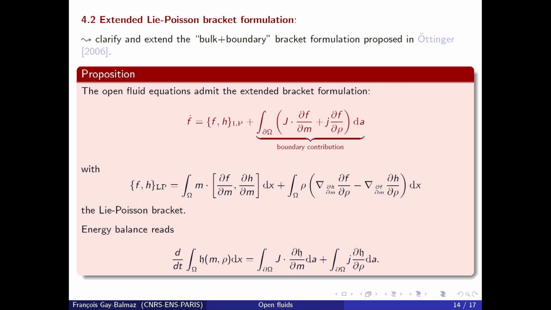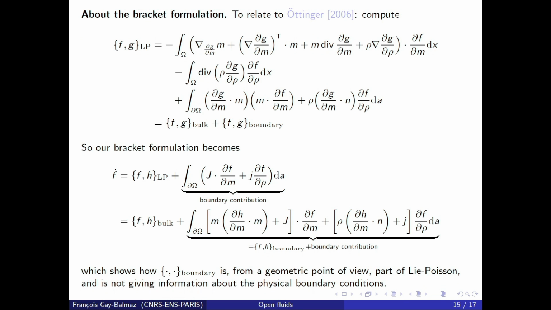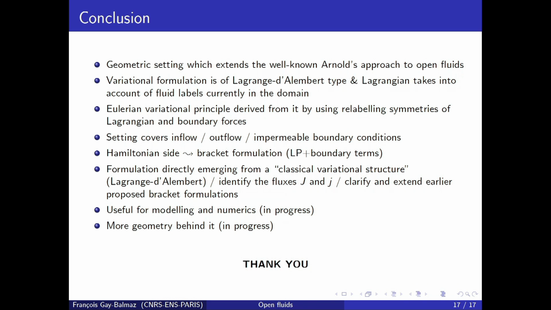So our proposal is a bit different, right? We have the Lie Poisson bracket, which is really a Poisson bracket on a manifold with boundary, right? We can check Jacobi, but we have boundary contributions that allow one to say exactly what the boundary conditions in the fluid domain really are. Okay, so this is what I wanted to say.